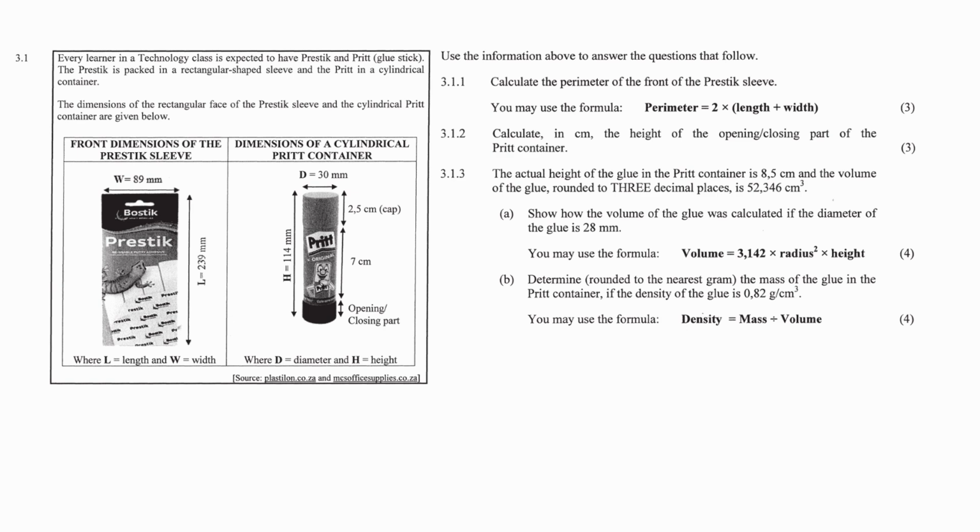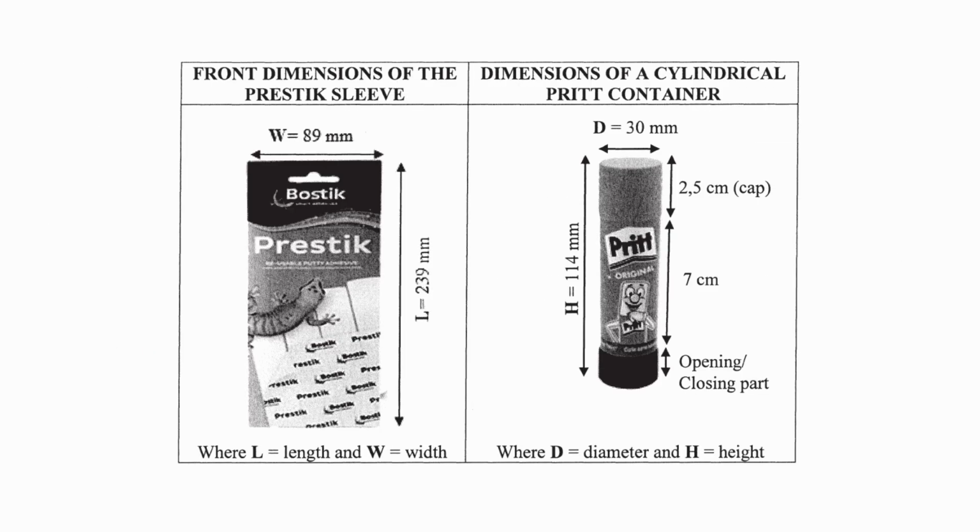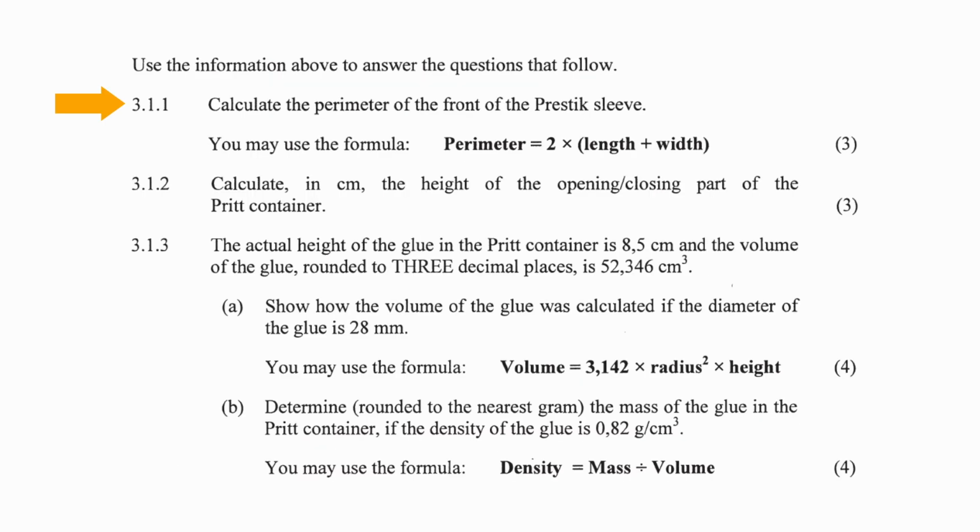Question 3.1 consists of 4 measurement questions that were designed to assess your understanding of properties of cylindrical and rectangular shapes. You are given the dimensions of a rectangular face of a plastic sleeve and a cylindrical Prit container. In question 3.1.1, you have to calculate the perimeter of the front of the plastic sleeve. You may use the following formula. Perimeter equals 2 times the sum of the length plus the width of the plastic sleeve.